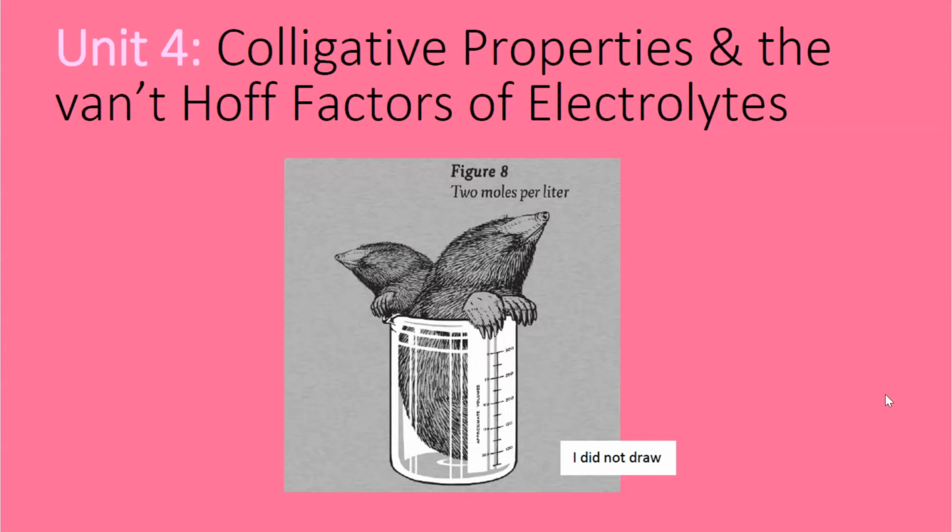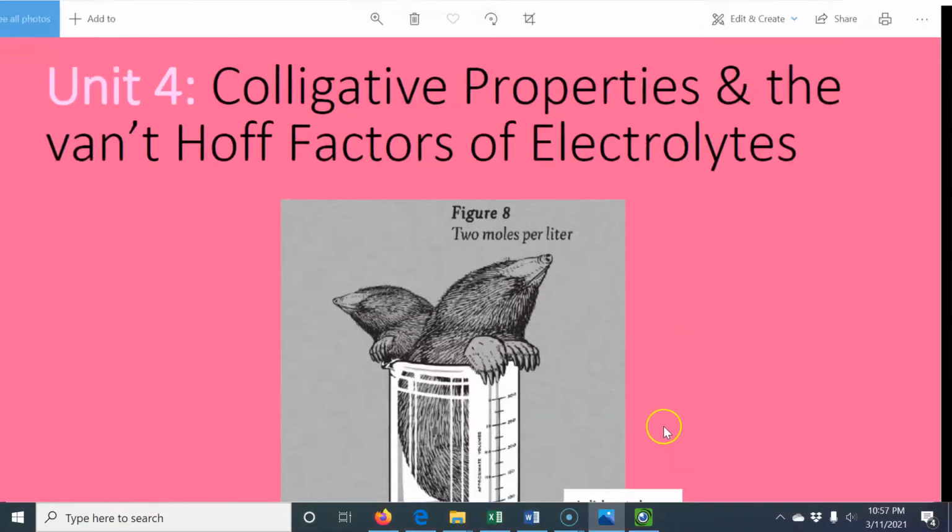Hi everyone. We are in Unit 4, which is about solutions. You could also think of them as homogeneous mixtures. And when a solute is dissolved in a solvent, the properties of that solvent can change. There are certain properties that change based solely on the amount of solute particles dissolved, not on the actual identity of that solute. In this video, we're going to talk about those properties, which are called colligative properties, and also look at this Van't Hoff factor, which we're going to apply to electrolytes.